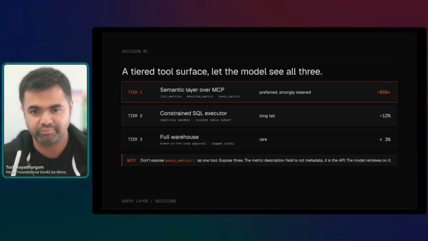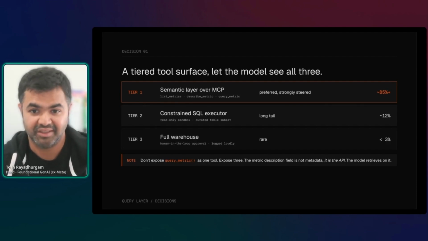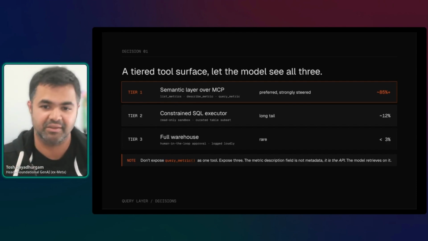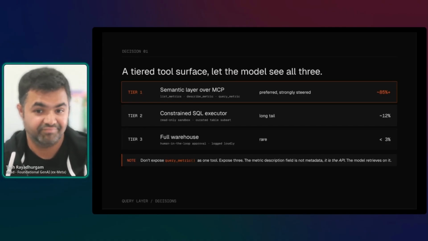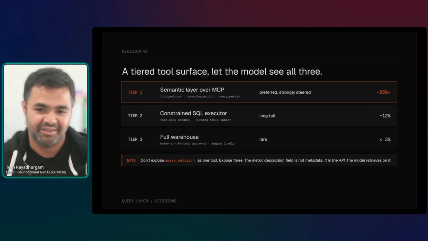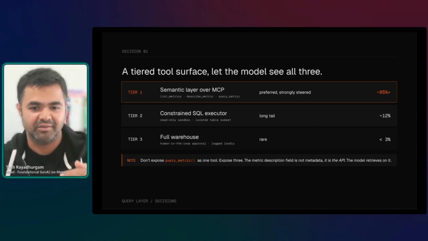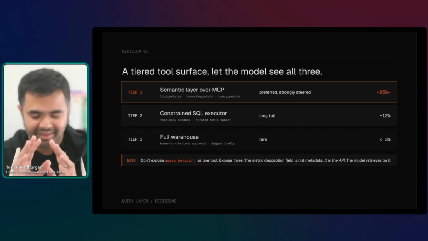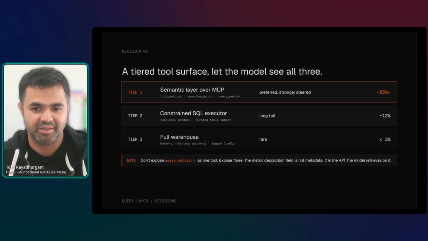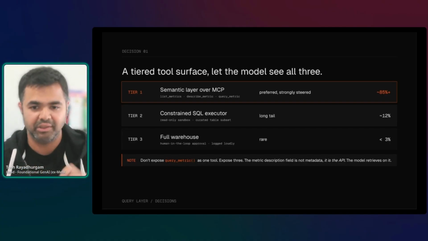And for tier two, there's a constrained SQL executor you can have in a read-only sandbox, right? And this can be against a subset of tables that are curated. This is exactly the tables an analyst would actually use for this domain. So you have some bounded blast radius. And then coming to tier three, you have the full warehouse. It's used very rarely. It's gated behind a human approval, and it's logged pretty loudly, right?